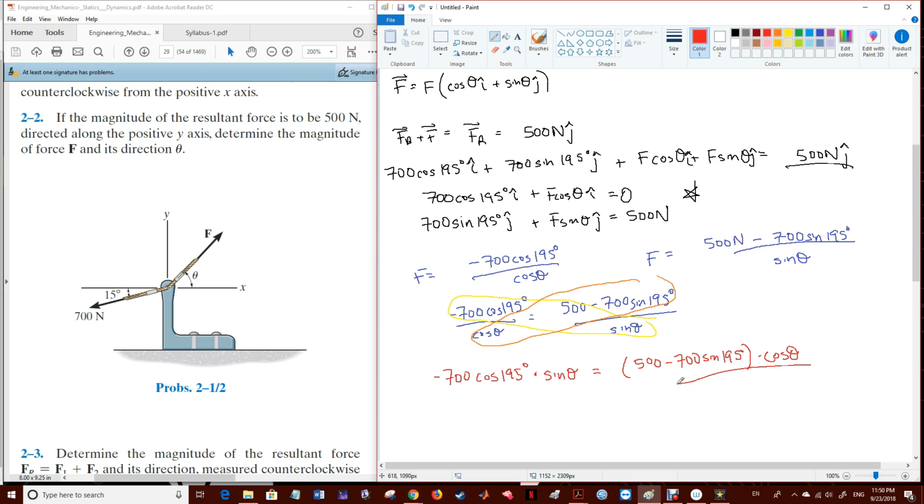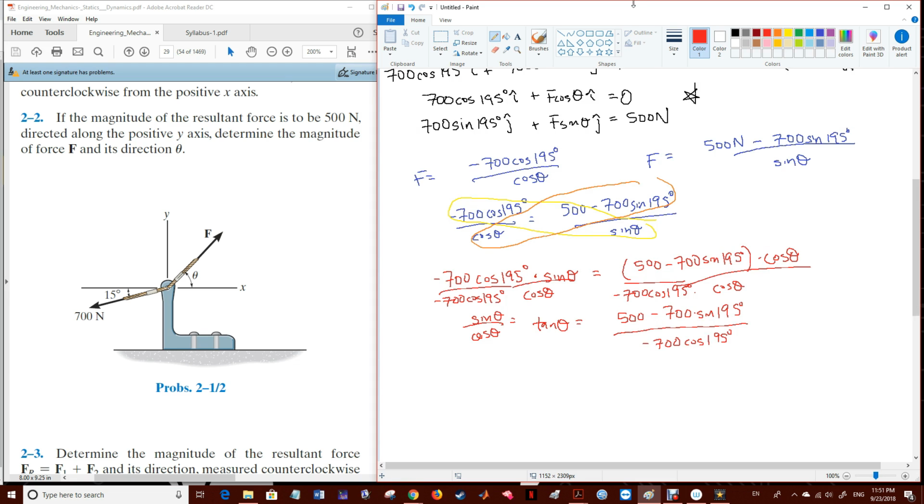And what I could do is divide both sides by cosine of theta, and then divide both sides by this negative 700 cosine of 195 degrees, so that I essentially get tangent on the left-hand side. So when I do this, what will I get? I get sine of theta over cosine of theta, which is equal to tangent of theta, and this will equal 500 minus 700 sine of 195 degrees all over negative 700 cosine of 195. And to find theta, I will just take the inverse tangent of this monstrosity. So that results in the following.